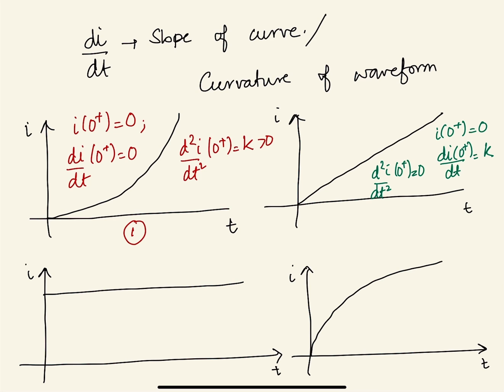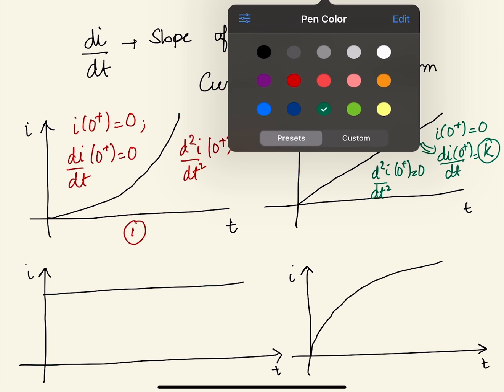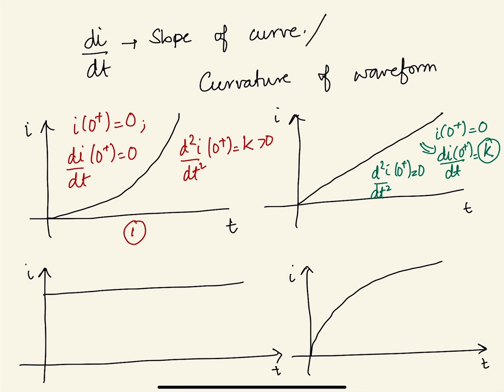Because this is a straight line, the rate of change of current is a constant, so it is a constant graph like this. The second derivative will be 0, right? If you see the first curve, the initial condition is 0, the rate of change is initially 0, and the second derivative is constant, so it is accelerating. This kind of graph is an accelerating graph, right? If you relate current to velocity.